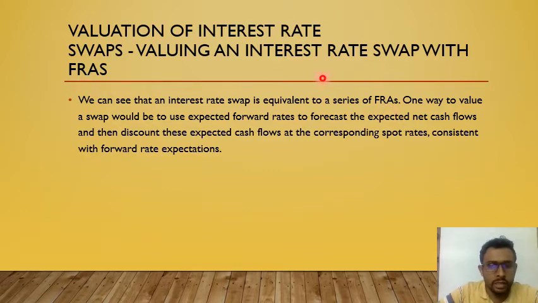A forward rate agreement is like a periodic settlement of an interest rate swap. In an interest rate swap also, we do the net settlement of what is in the market and what is agreed upon, or the floating and fixed. So the difference between them is net settled between the parties. An interest rate swap can be viewed as a series of FRAs up to the maturity. So one way to value the swap would be to use expected forward rates to forecast the expected net cash flows and discount these expected cash flows at a corresponding spot rate consistent with forward rate expectations. That is what we are going to do when we value an interest rate swap with FRAs.